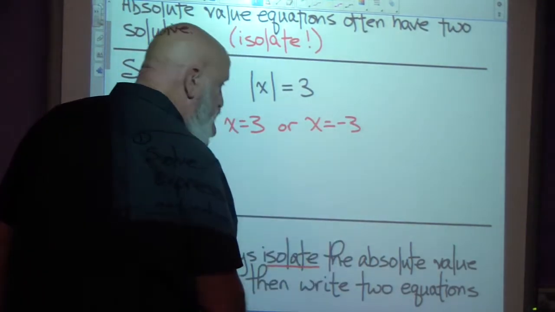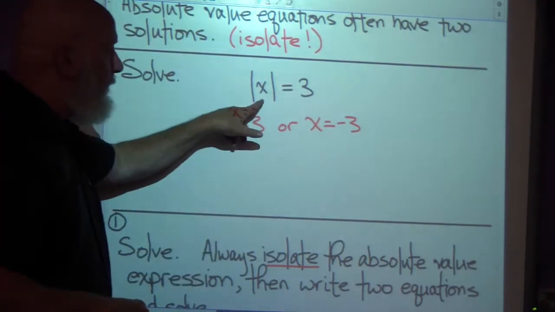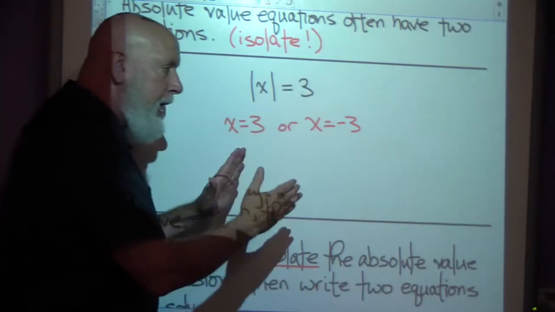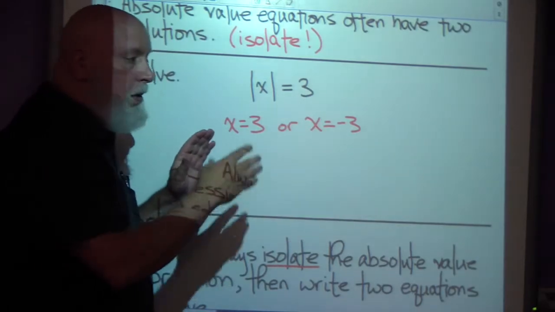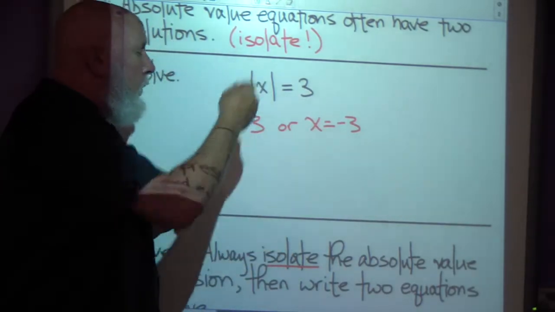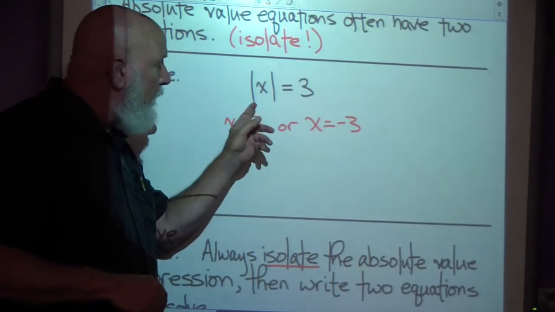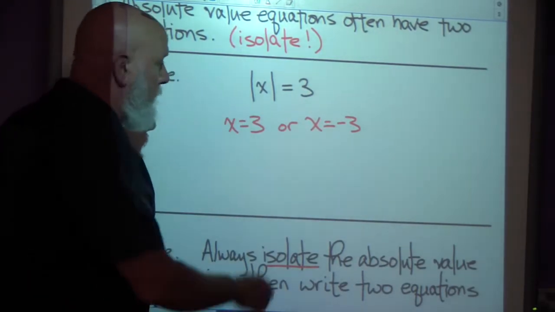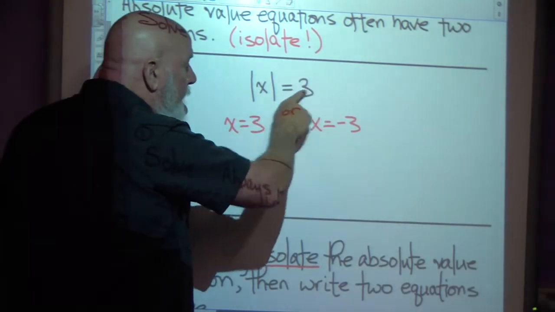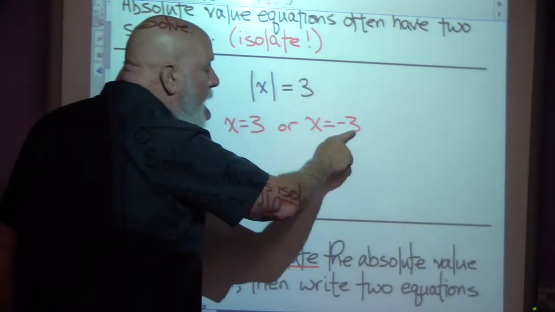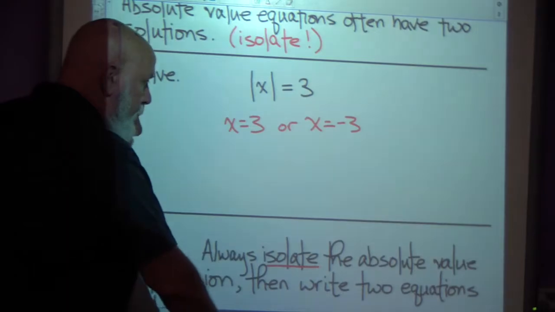Notice when I take the absolute value of a negative, I still get a positive value. The absolute value of negative 3 is positive. You'll never take the absolute value of something and get a negative value. It'll always be non-negative. It'll be 0 or greater. So this is the type of thinking we're going to use whenever we're solving absolute value equations. We'll just write two equations. This is equal to this, or this is equal to the opposite of this. And then we'll solve if necessary. In this case, it's already solved.